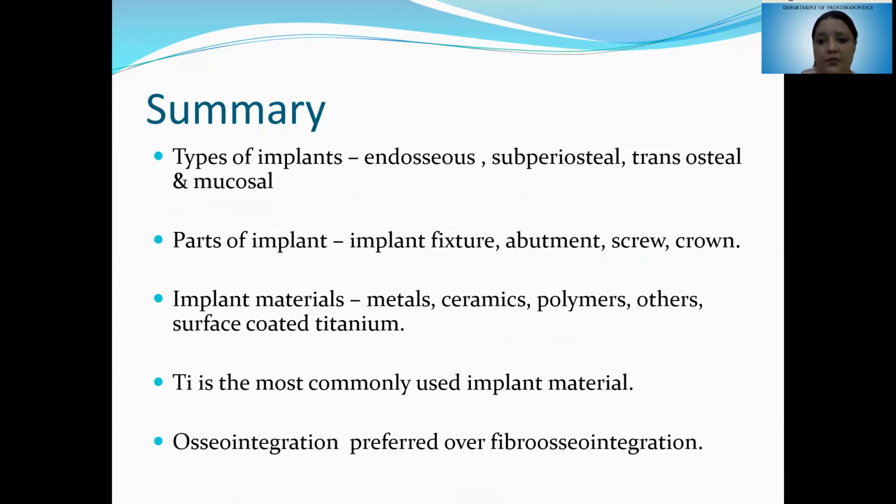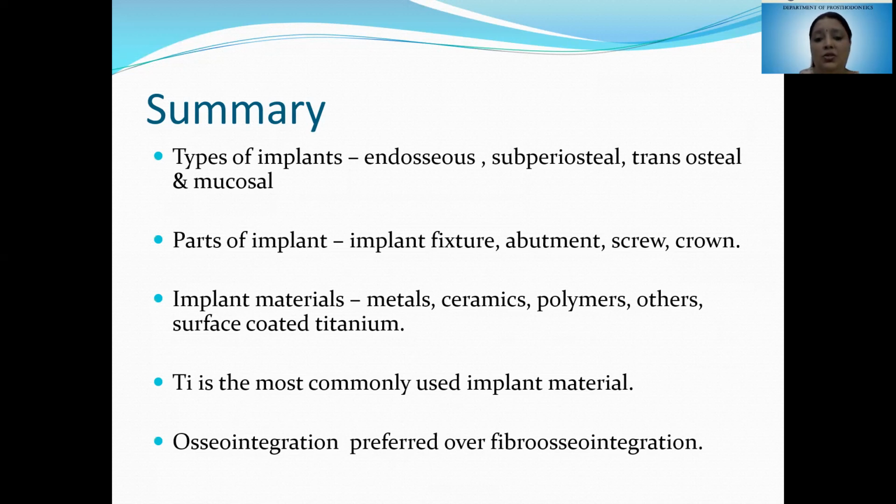So we come to the end of this lecture. We know the different types of implants are the endosseous, subperiosteal, transosteal, and mucosal implants. The different components or parts of an implant are the implant fixtures, abutments, screws, and the implant crowns or bridges. Implant materials can be classified according to their biological properties as biotolerant, bioinert, and bioactive. We desire bioactive materials for better osseointegration.